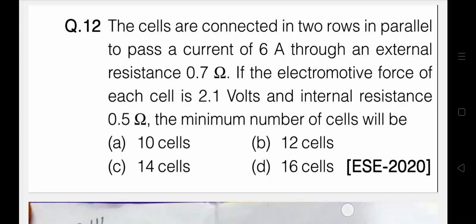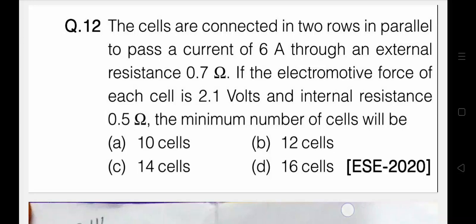Hello friends, let's see the 12th question from Electric Circuits and Network. The cells are connected in two rows in parallel to pass a current of 6 ampere through an external resistance of 0.7 ohm. If the electromotive force of each cell is 2.1 volts and internal resistance 0.5 ohm, the minimum number of cells will be. So we have to find the minimum number of cells.